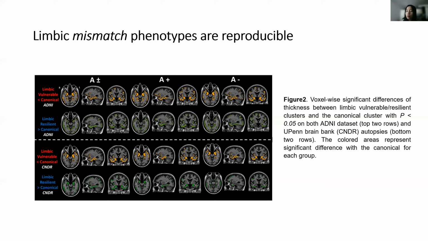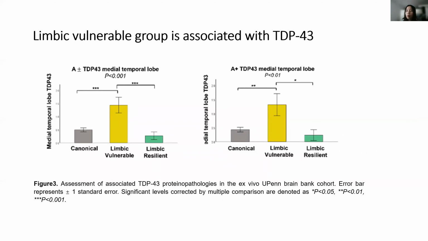Since TDP-43 pathology in the form of LATE usually involves brain regions in the limbic regions, we predict TDP-43 may play a role in the limbic mismatch phenotypes. With that hypothesis, we then studied the association of TDP-43 severities in our ex vivo autopsies. We found the limbic vulnerable cluster showing significantly higher TDP-43 deposition in the medial temporal lobe region compared with the canonical cluster, for both all the participants and among the amyloid positive subgroups.